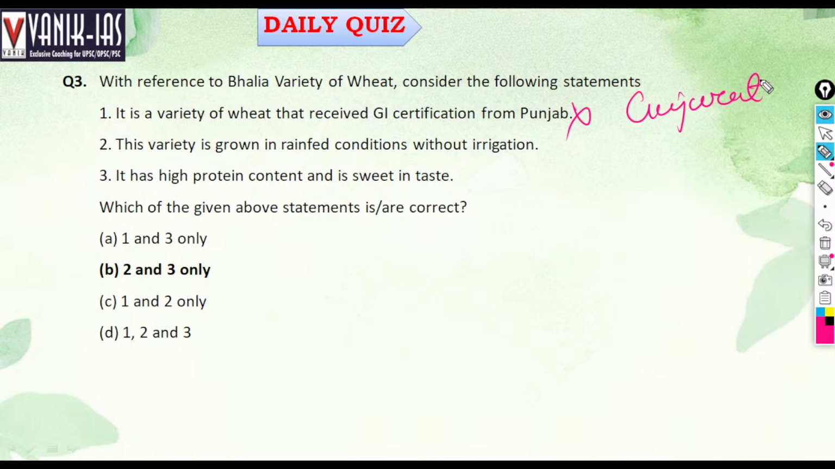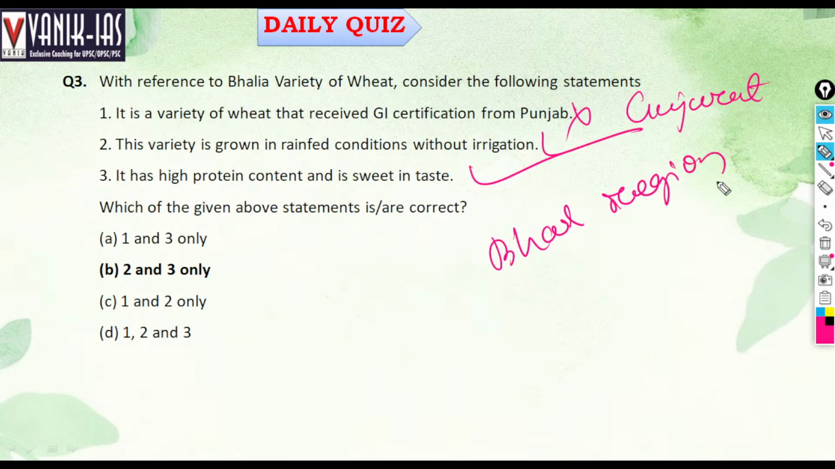It is grown in rain-fed conditions without irrigation. This is right. It has high protein content and is sweet in taste. Yes, sweet in taste. Yes, it is Bhalia variety. It is grown in the Bhal region of Gujarat.